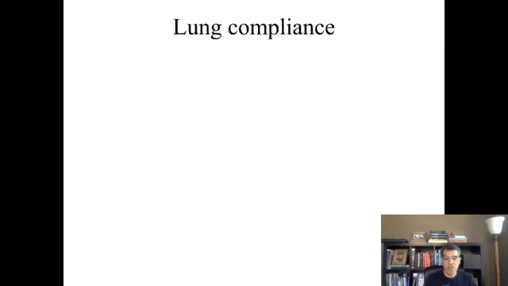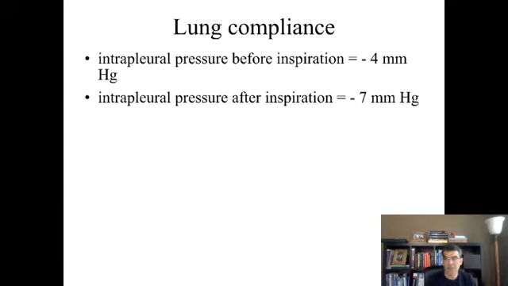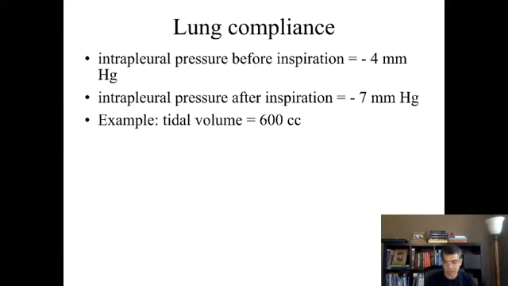Let's say the intrapleural pressure in a normal person is minus 4 millimeters of mercury. In the previous example, we said -5, but it doesn't matter. Let's say when you breathe in, your chest is going to move out and your diaphragm is going to come down, and the pressure inside the intrapleural space is going to decrease to -7. As a result, air is going to come in, as we explained. And let's say because of that, you bring in 600 ml of air, and that's called tidal volume. So you change your intrapleural pressure from -4 to -7. As a result, you brought in 600 ml of air.